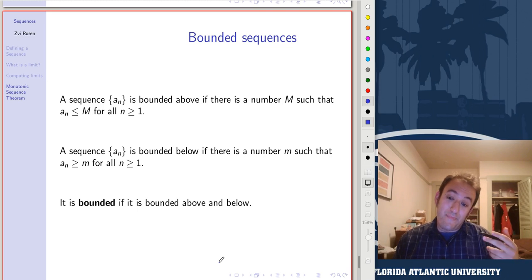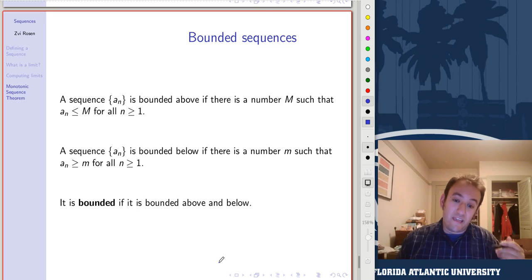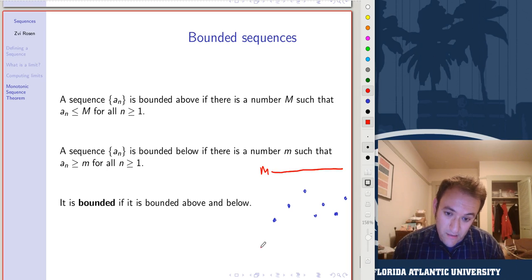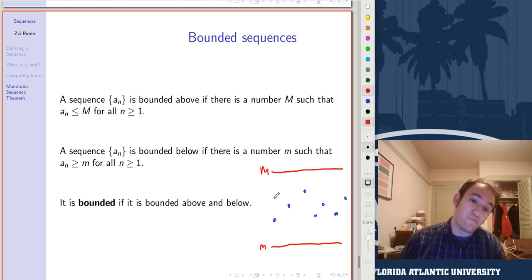A sequence is bounded if it is bounded above and below. So if I'm graphing all the terms of the sequence, I'm going to be able to find a capital M and a little m, so that all terms of the sequence are between these two horizontal lines.